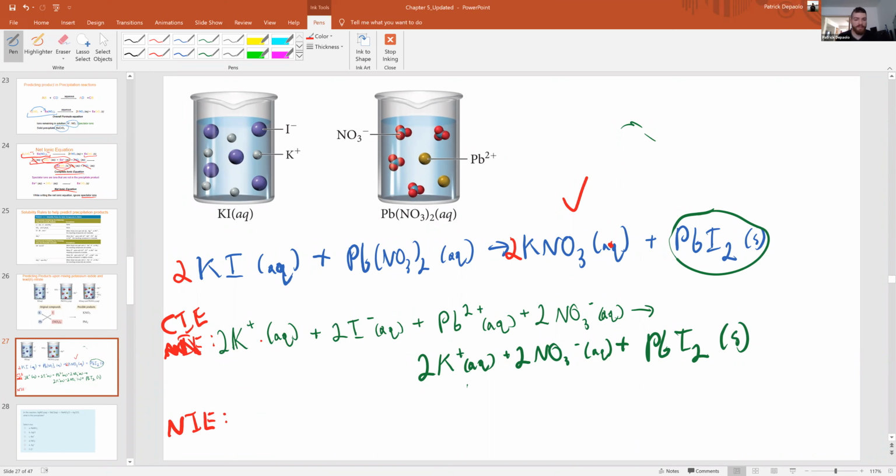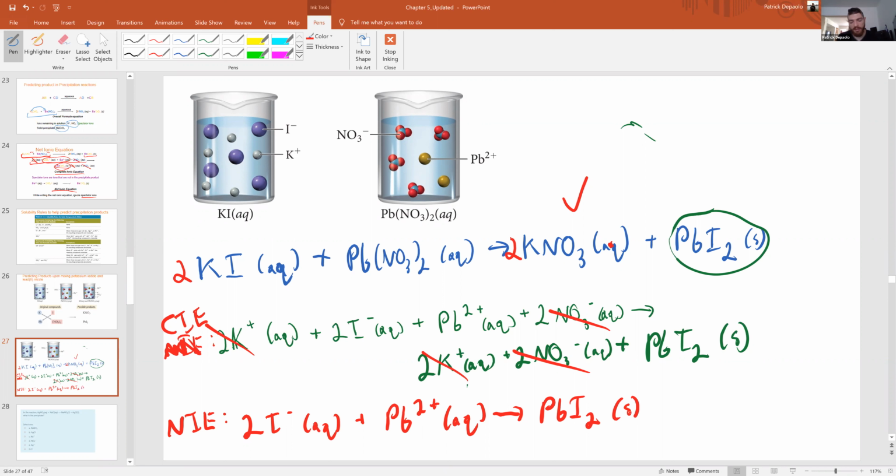For the net ionic equation, we have to cancel out everything that's on the left and right side in common. So 2 K plus, 2 K plus. 2 I minus, nope. Pb, nope. 2 NO3 minus, 2 NO3 minus. What's left over? 2 I minus aq plus Pb2 plus aq yields PbI2 solid. So that is the net ionic equation.